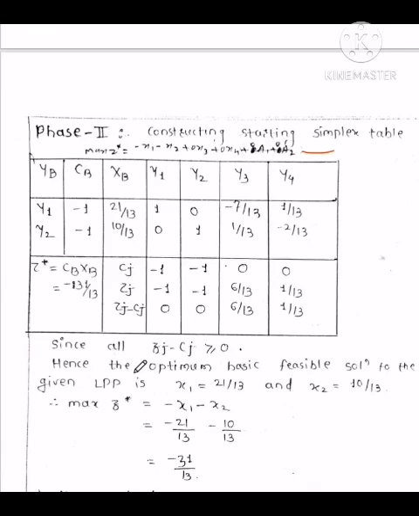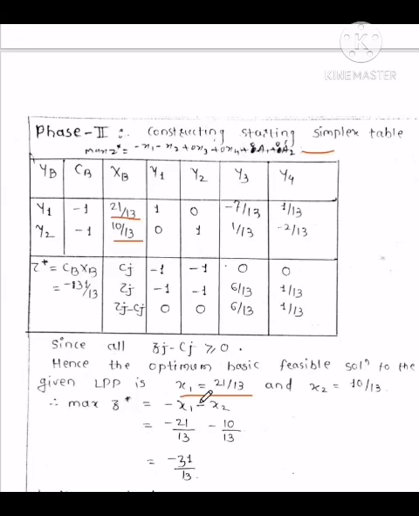So if you observe from this table, all the values of zj minus cj are greater than or equal to 0. So therefore this table will give the optimum solution. Hence the optimum basic feasible solution to the given LPP is x1 is 21 by 13 and x2 is 10 by 13. So this is the optimal point.